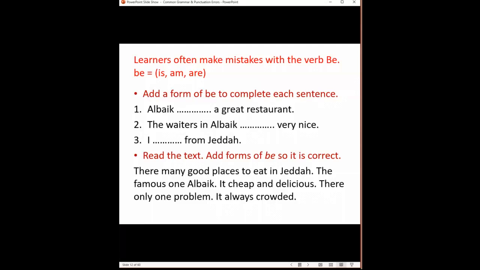Like the student, when I ask her, what is your name? She says, my name, Maha, or my name, Sarah. She overlooked the use of verb to be.